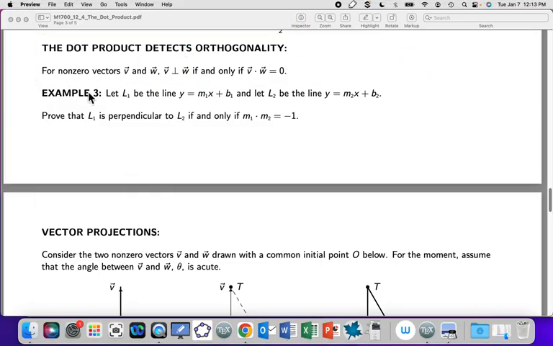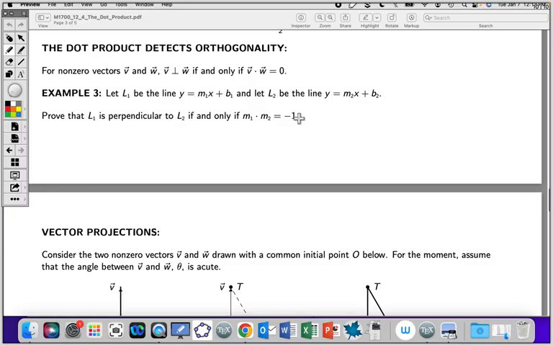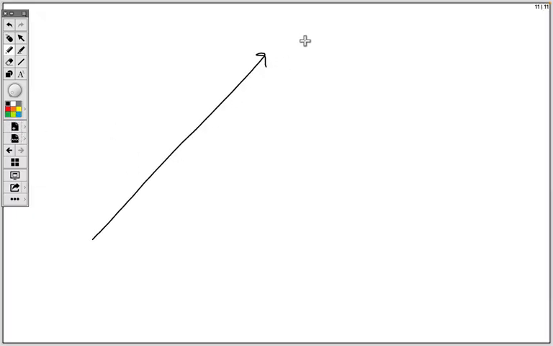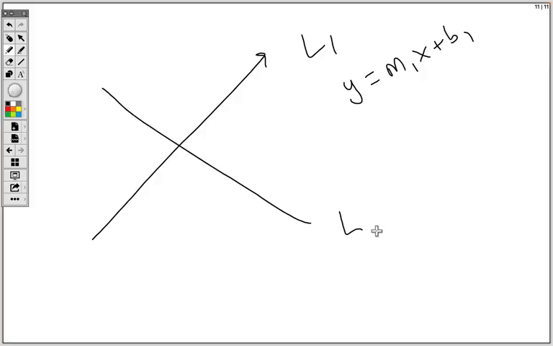Okay. So as an example of this, you can prove this relationship between lines. If you have two lines, you can prove the lines are perpendicular if and only if the product of the slopes is -1. All right, so how can we get this involved? So let's just do a little sketch here. Here's L1, y equals m1x plus b1, and then here's L2, y equals m2x plus b2. We want to show that they're perpendicular if and only if the product of the slopes is -1.